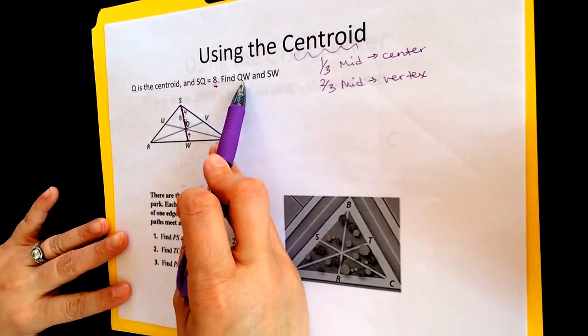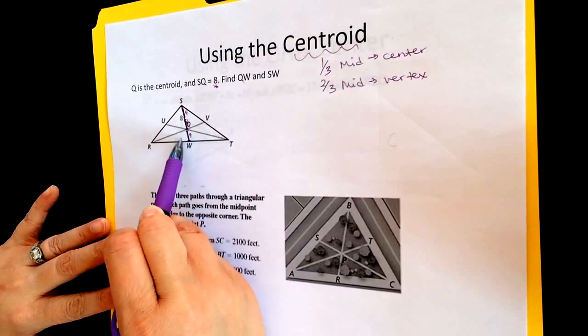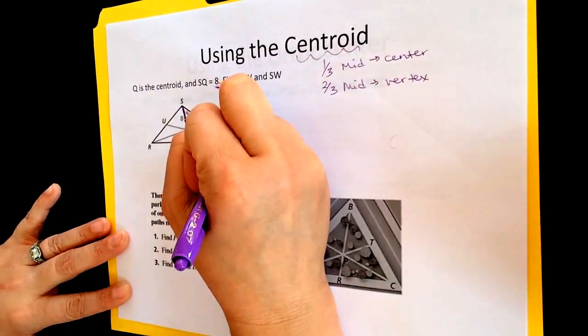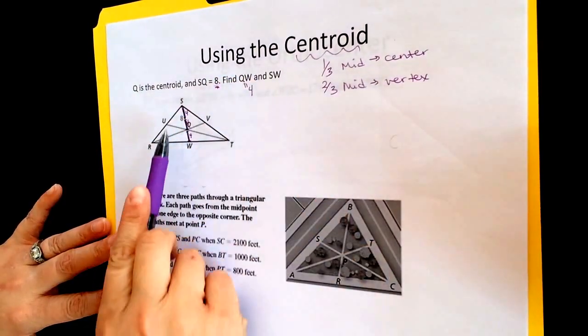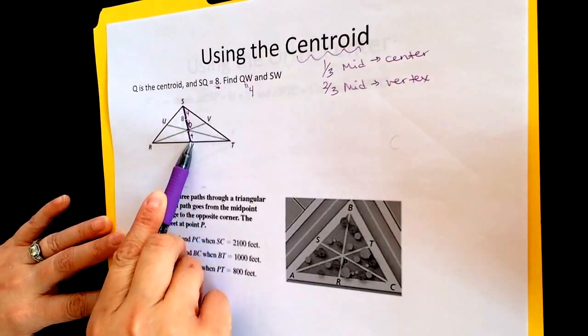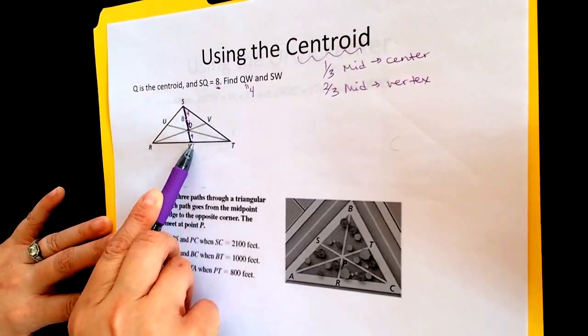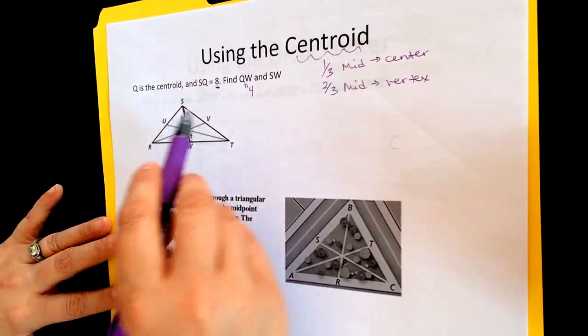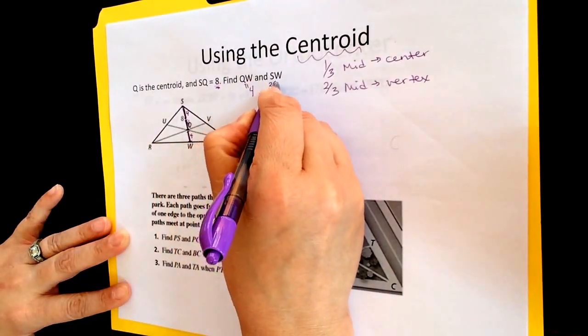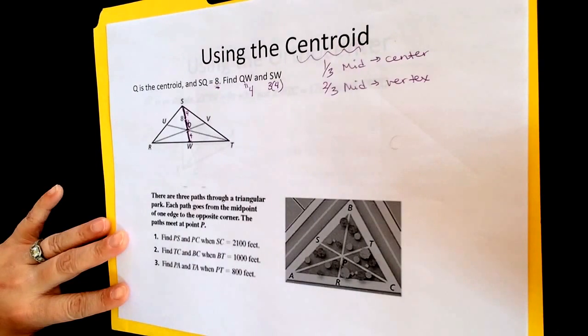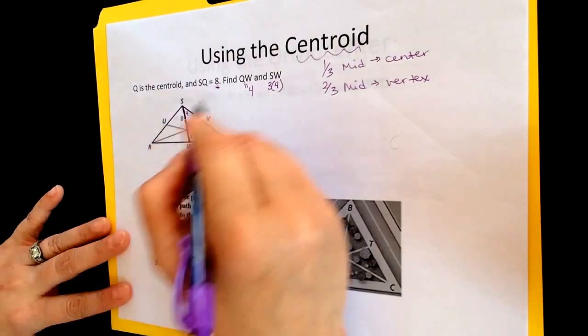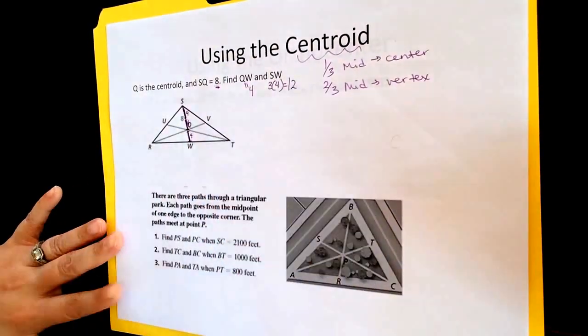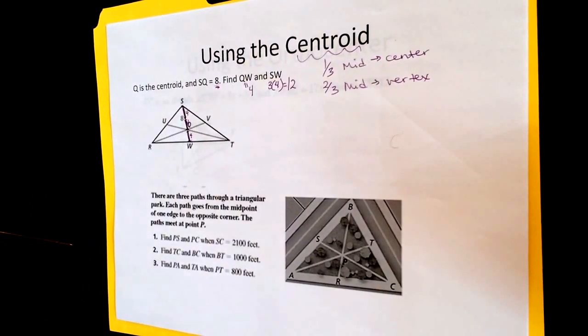So when they want from Q to W, we see QW here is 4. When they say SW, here's S, here's W. So they want the length of the entire median. So 4 plus 4 plus 4, or you can say 3 times 4, because we've got our 3 congruent pieces and each piece is 4. We understand that SW is 12. So there's your 1/3, 2/3 property there.